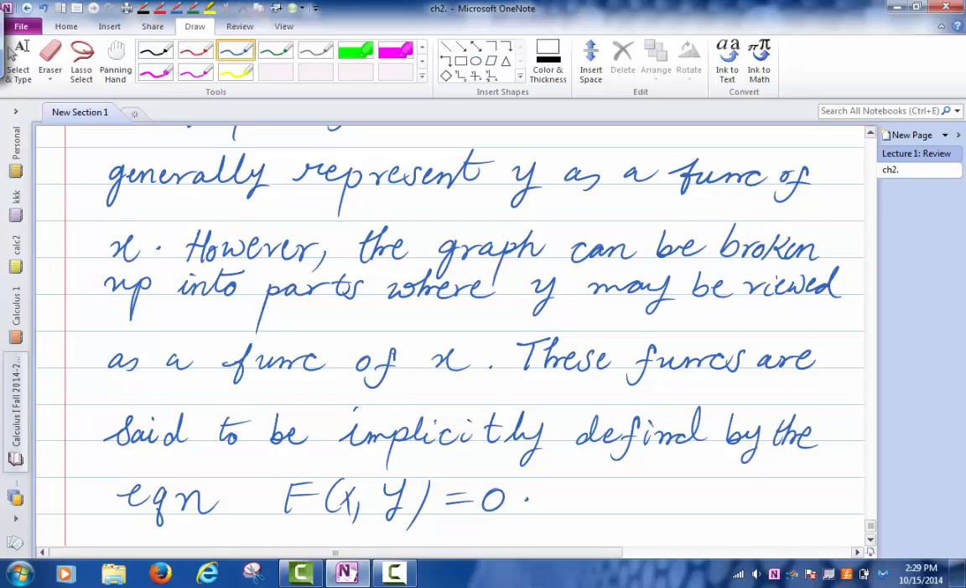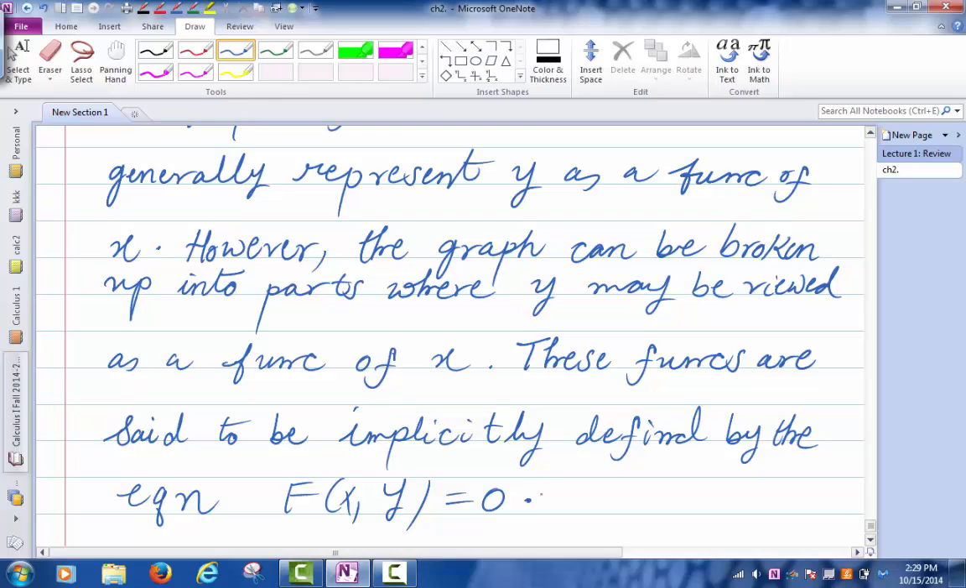So even though you don't have an explicit formula for y in terms of x, notice that if you think of y as a function of x, this equation defines a relationship between the input and the output, right? It tells you that the input value of the function and the output value of the function satisfy this equation. Am I making sense?